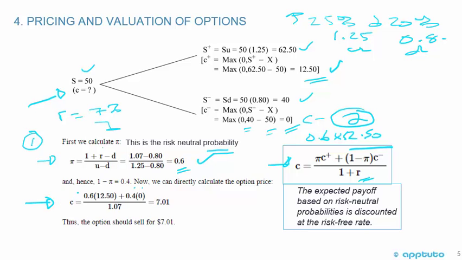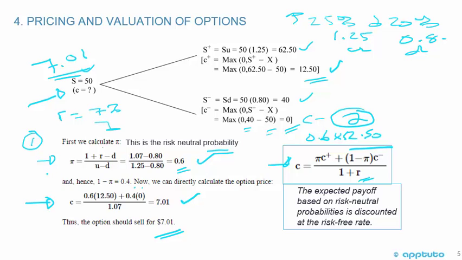The numerator is 0.6 times 12.50 divided by 1.07, and we get 7.01. So therefore the option should sell for $7.01, okay? Again, the LOS is not to calculate, it's to explain, but we're working through the calculations here.